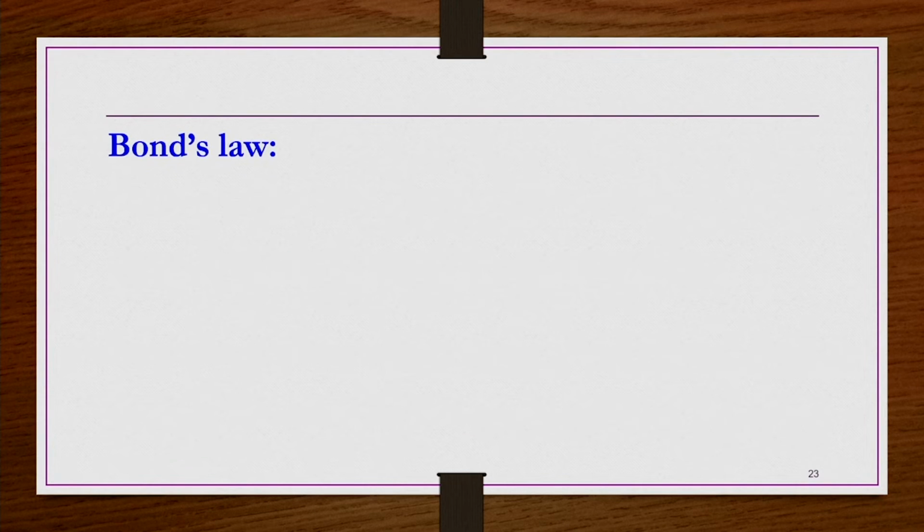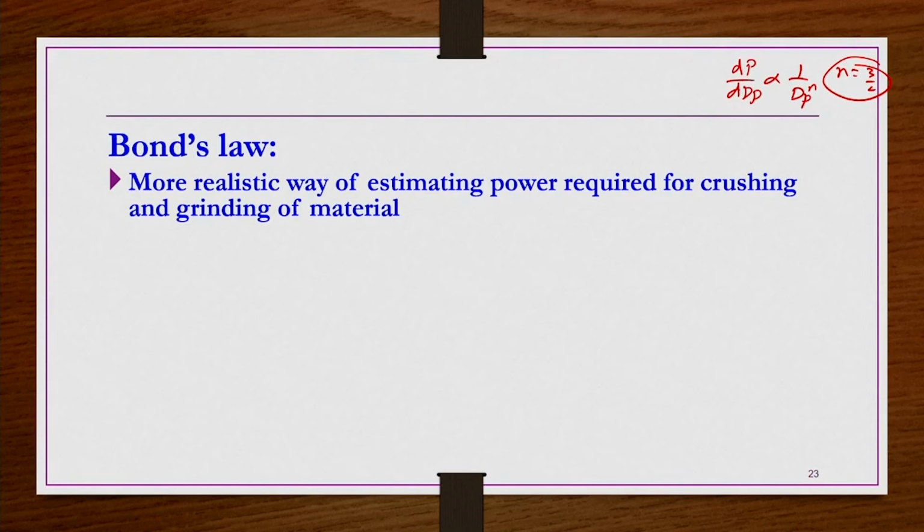Next one is Bond's law. There are two different ways of doing it. Let us say if you have dP by d(dp) proportional to 1 by dp to the power n, if you take n equals 3 by 2 here and then do simplifications, you get Bond's law. That is one way. The other ways we are going to see.